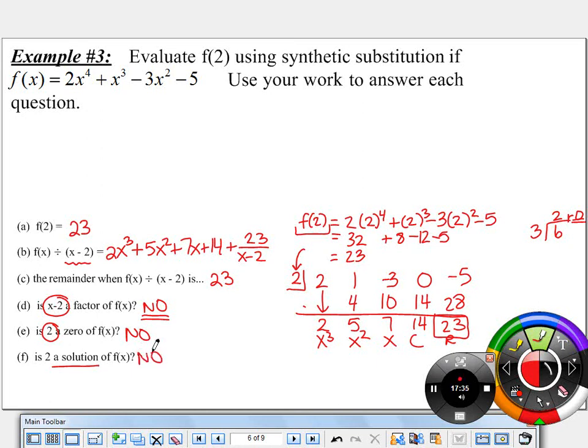Okay. So synthetic division, besides giving us the answer to a division problem, also can allow us to see the result when a number is plugged in, and also allows us to quickly see if there's a remainder to know if something is or isn't a factor of a polynomial.